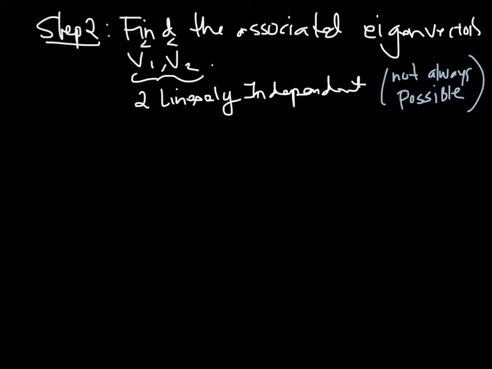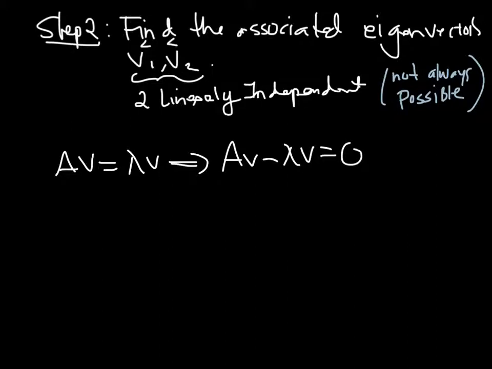Okay, so let's go ahead and find our eigenvectors using the eigenvector equation. So we have AV equals lambda V, which implies AV minus lambda V equals 0. If I factor out a V on the right hand side, I get A minus lambda times the identity matrix, times my vector V. This is the same equation; I just moved things around.